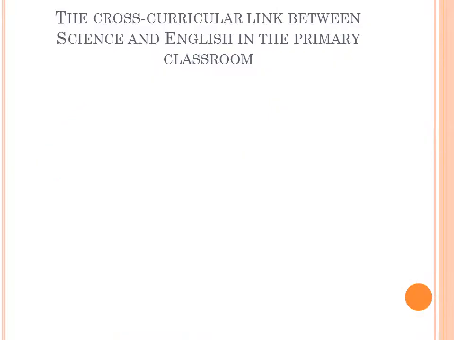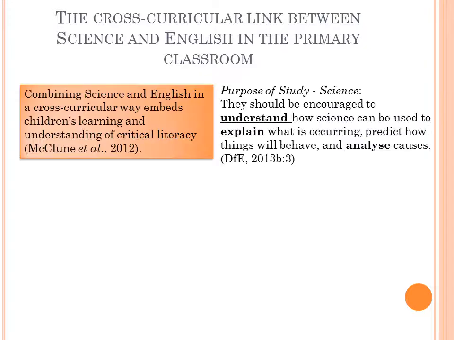A cross-curricular link between science and English becomes apparent when looking at the purpose of study for both subjects in the national curriculum. McLuhan et al. 2012 say that combining science and English in a cross-curricular way embeds children's learning and understanding of critical literacy, for example their understanding, their explanations and their analysis skills.